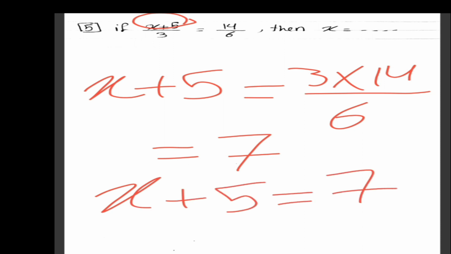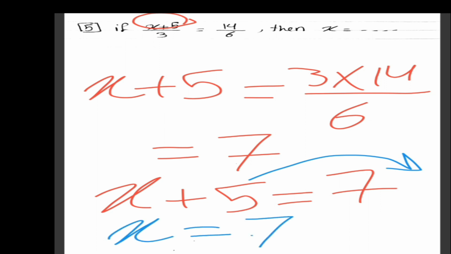And to get the value of x only, we have to move 5 to the other side by the inverse sign. So x here will be 7 minus 5. Of course, x here will equal 2.